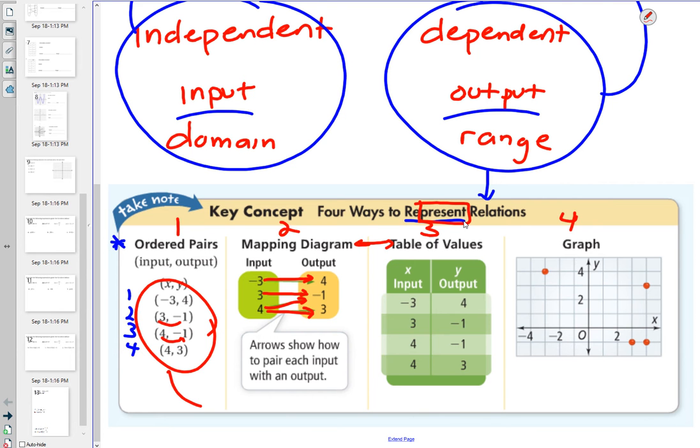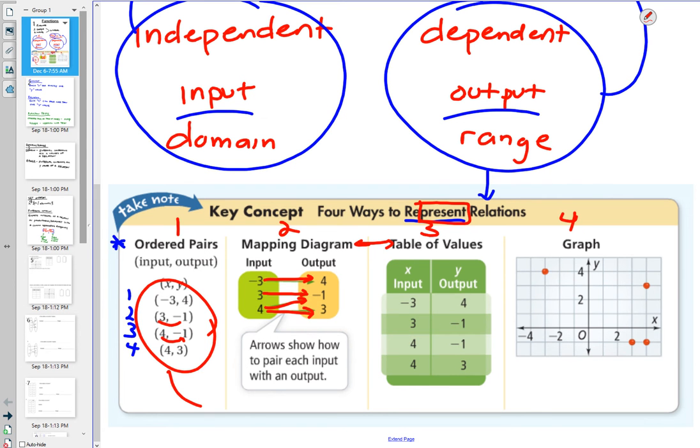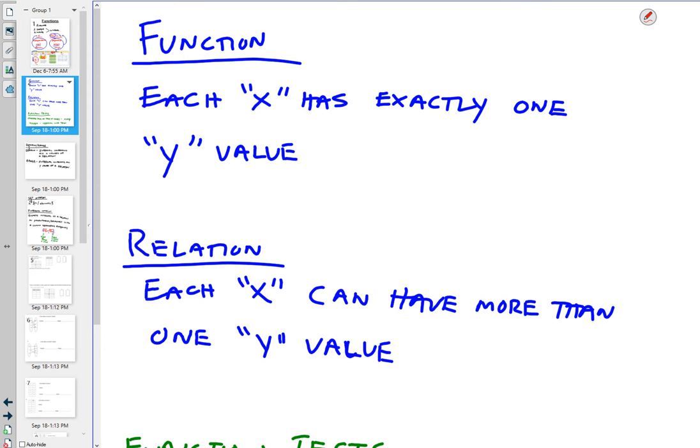Her question is, doesn't that mean that it's not a function? Well, the next part of the presentation deals with when a relation is a function or when it's just a relation, when it's not considered a function. In order to be a function, think of it like dating.